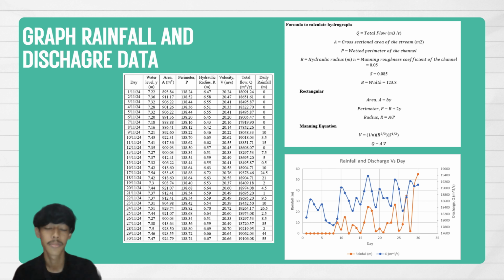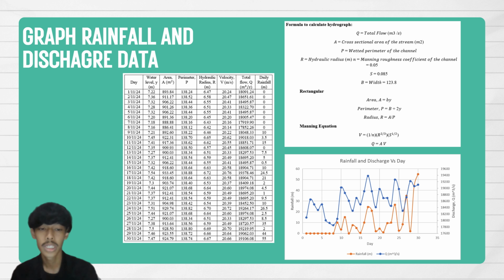For the first column as an example, as you can see, 123.8 multiplied by 7.22, and then you get 893.84. For the perimeter, in the same column, I'm using the width 123.8 plus 2 multiplied by water level 7.22, and then you get 138.24. For the radius, it's just the area divided by the perimeter, 893.84 divided by 138.24, and then you get the radius for the first column, 6.47.